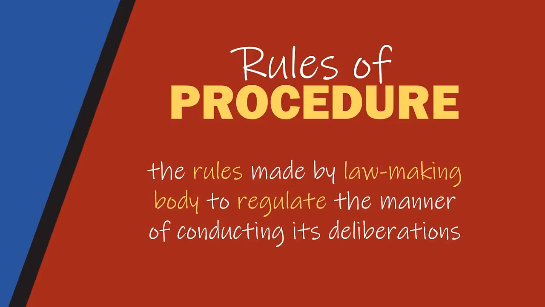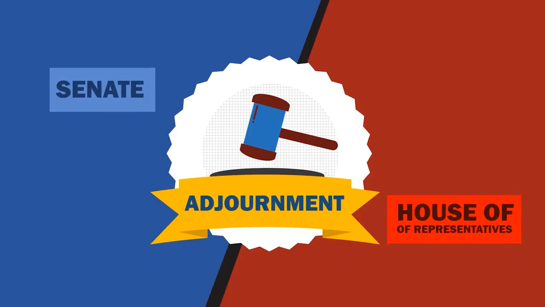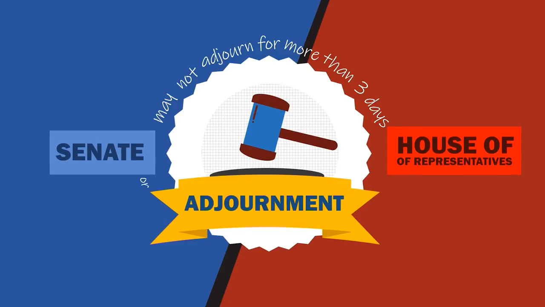The election of officers and penalties to be imposed on members are some of the subjects of the rules of procedure. Last is adjournment. During the sessions of Congress, either house may not adjourn for more than 3 days or to some other place without the consent of the other. This rule on adjournment prevents either house from delaying or holding up the work of legislation.